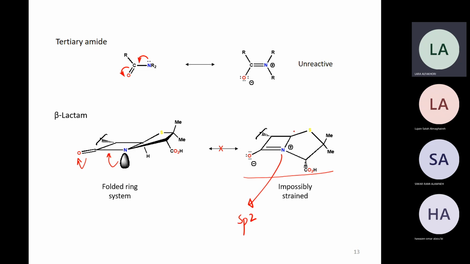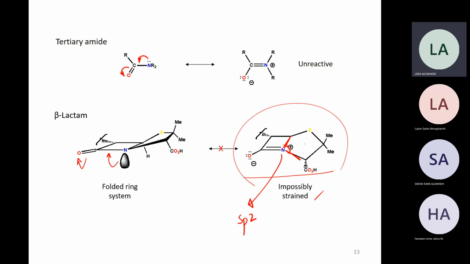What are the bond angles for this structure in here? What should be the bond angle for this nitrogen? 120. Bond angles in an sp2 hybridized atom are 120. Here it's around 90. So there would be a very high deviation, not only from this bond but also a high deviation between the nitrogen and the thiazolidine ring, the bonds in the thiazolidine ring itself. This high angle strain and the high ring strain resulting from it would make this structure impossibly strained.